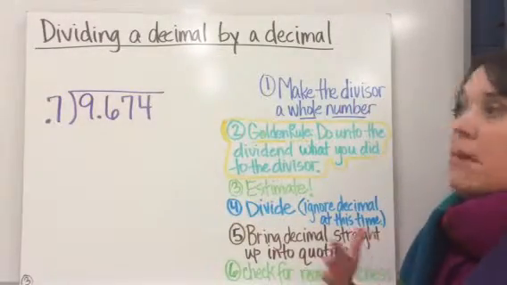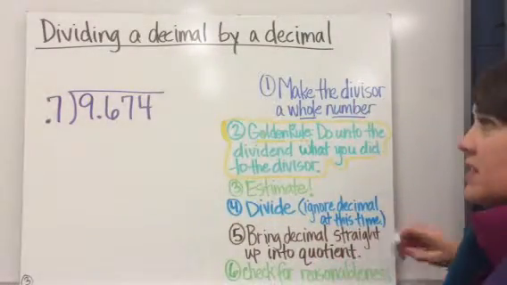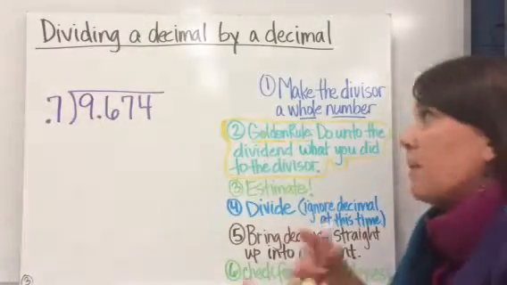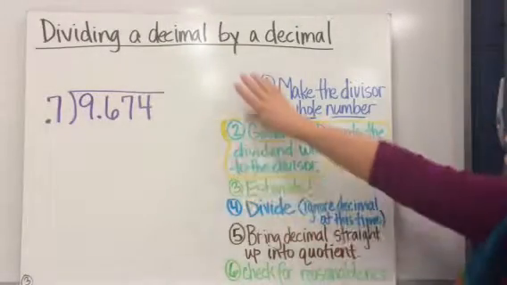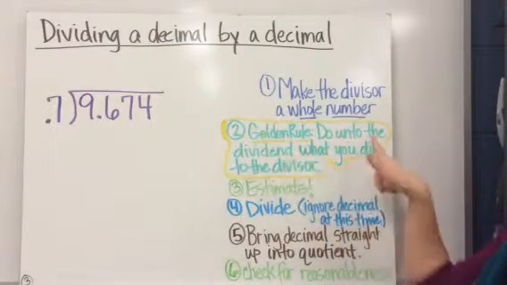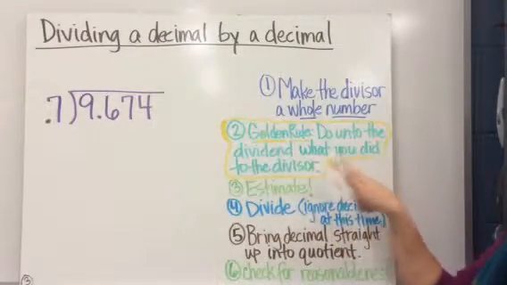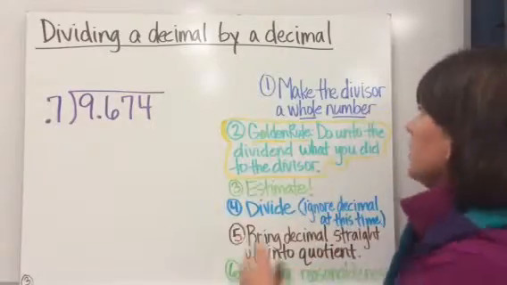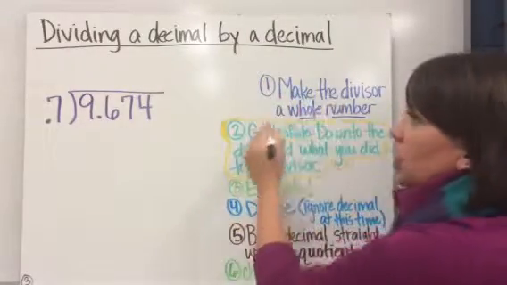Now I don't just make it a whole number. There's actually something mathematically I'm doing to make it a whole number, but we'll talk about that in another lesson. And then we remember the golden rule. We do unto the dividend what I did to the divisor. So I'm going to go in, I'm going to do step 1. Make the divisor a whole number.